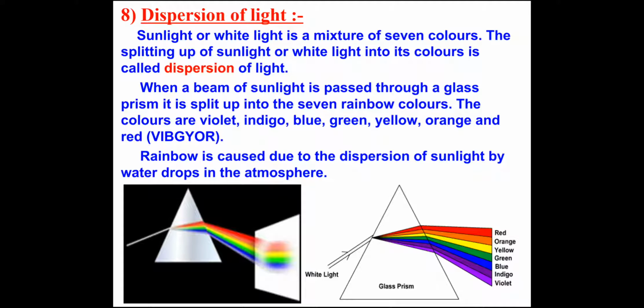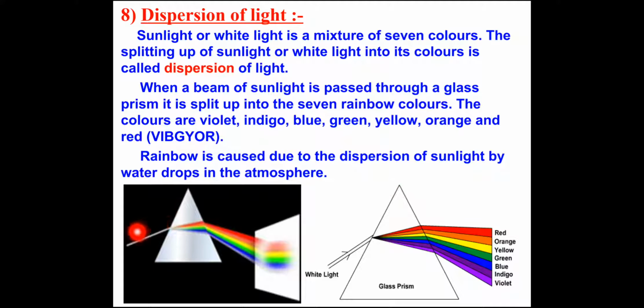Now, dispersion of light. So what is the dispersion of light? Sunlight or white light is a mixture of 7 colors. In the 7th standard also you learned that sunlight or white light is a mixture of 7 colors. Here also you can see all the 7 colors are shown.